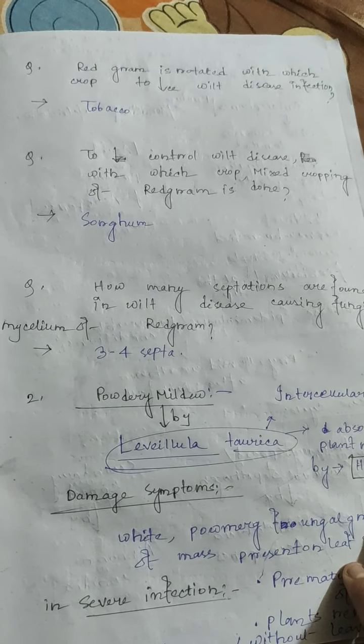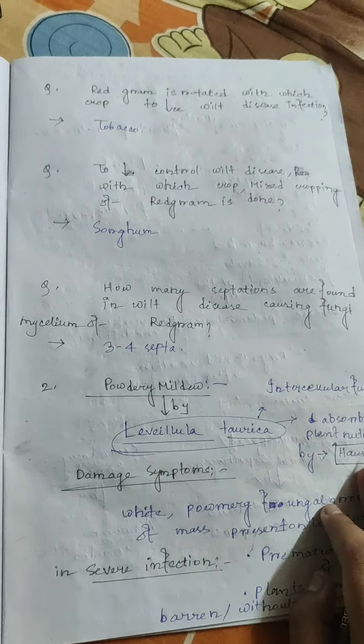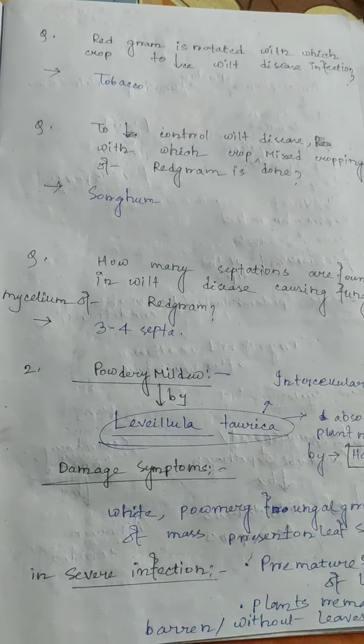Tobacco. And mixed cropping with sorghum. How many septations are formed in the wilt disease causing fungi? Mycelium of red gram, 3 to 4 septa.